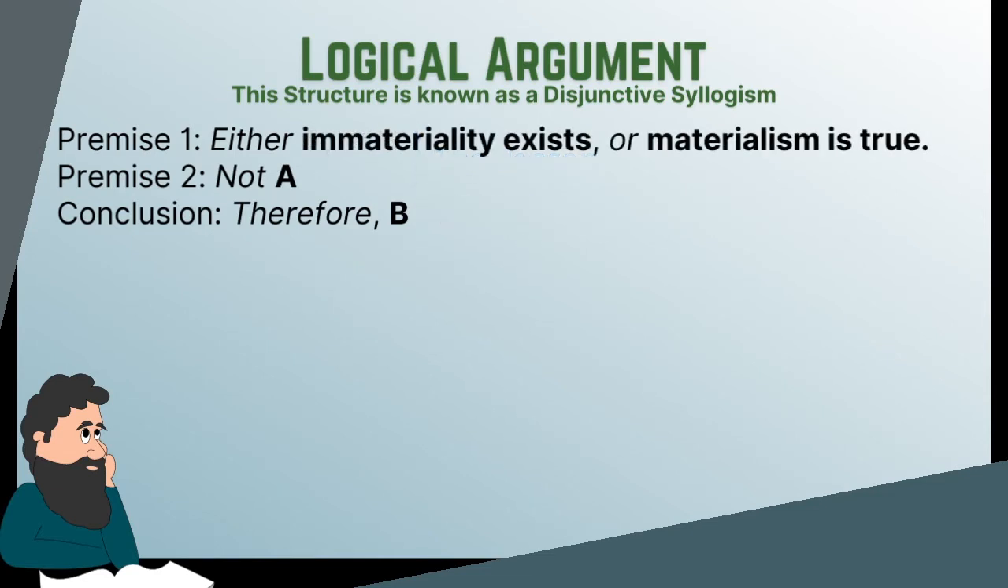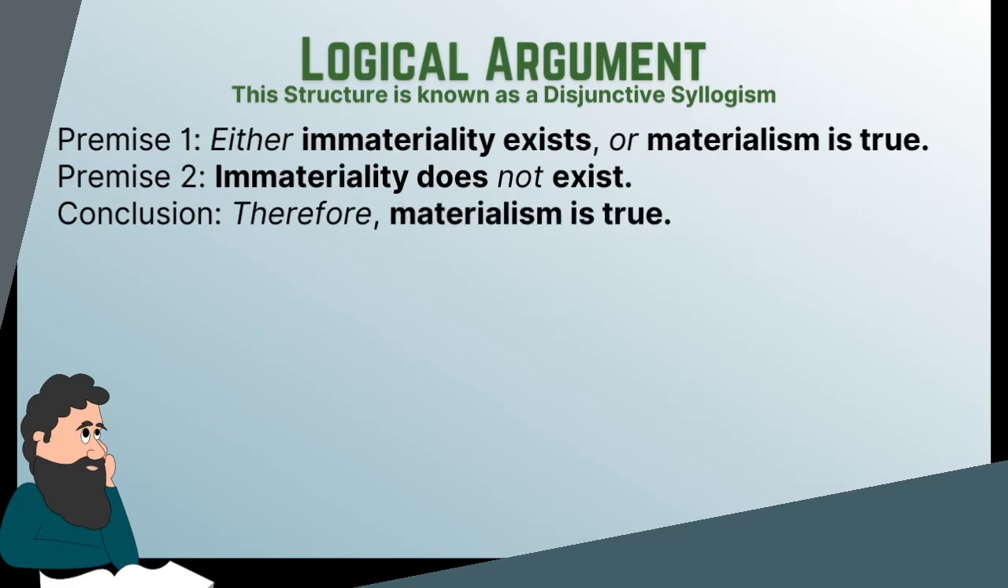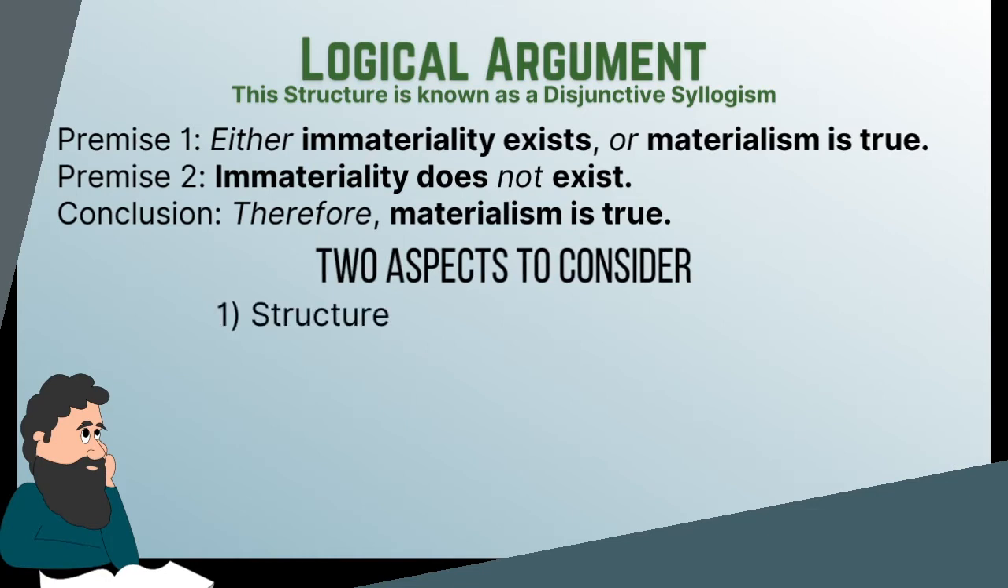Here it is again. Premise 1: Either immateriality exists or materialism is true. Premise 2: Immateriality does not exist. Conclusion: Therefore, materialism is true. With any argument, there are two aspects that need to be considered: its structure and its content. The structure of an argument consists of the relationships each component has to the other components. When the structure is such that the conclusion is completely derivable from the premises, it's called a valid argument.